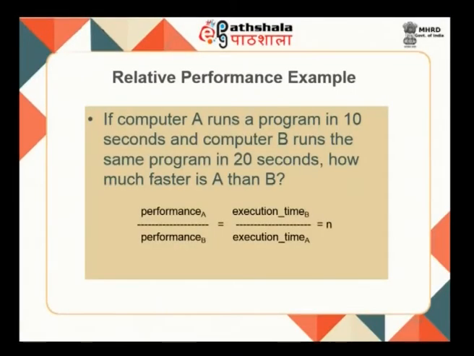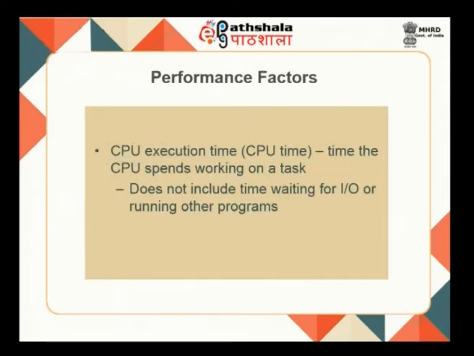Now, this is an example showing the relative performance equation. If a computer A runs a program in 10 seconds and another computer B runs the same program in 20 seconds, how much faster is A than B? If you take the ratio of performance A and performance B, you just take the ratio of the execution times of B and A, which is n, which is 20 by 10, equal to 2. Since A takes less time to execute a program, A is higher in performance compared to B. In fact, A is 2 times faster than B. So, execution time is a very important metric when you need to compare computer systems.